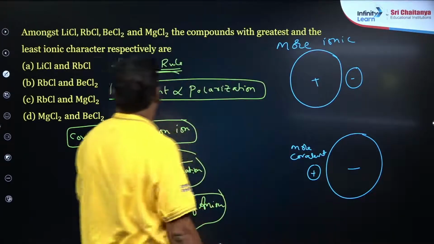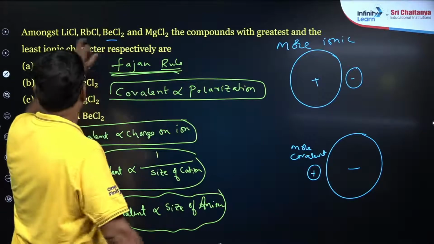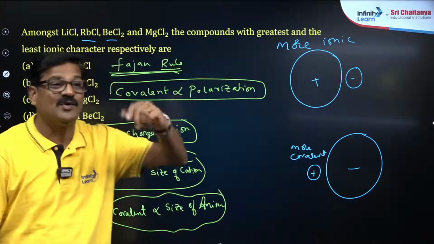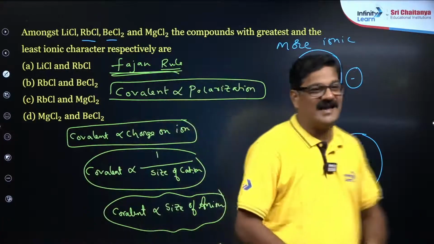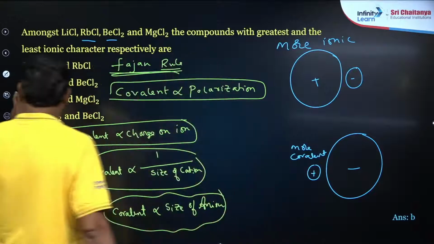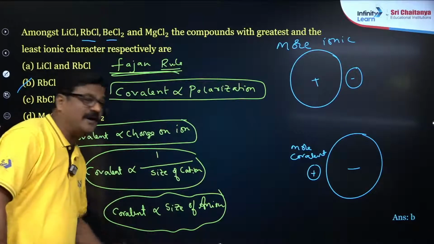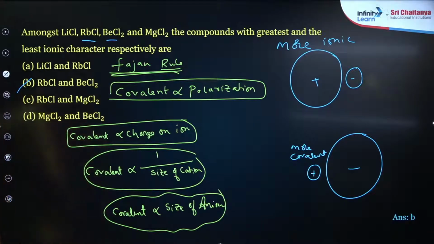So based on that, I would like to say beryllium chloride is more covalent and rubidium chloride is more ionic. So what Aditya said is absolutely correct. Answer B is going to be the correct answer. So everybody take this as a snapshot. Make it 3, 2, 1, fast.